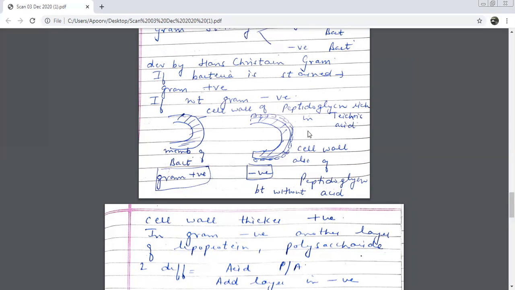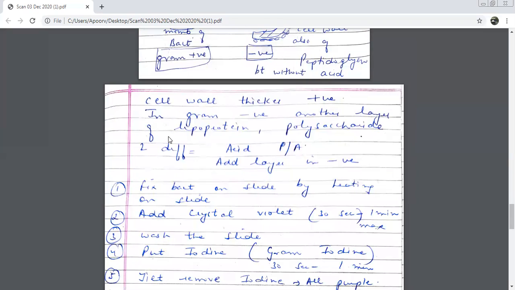The outer one is made up of which two things? Polysaccharides and lipoproteins. Good, good. So we have two differences. The first difference is whether teichoic acid is present or absent. And the second is that we have an additional layer in the gram negative bacteria.